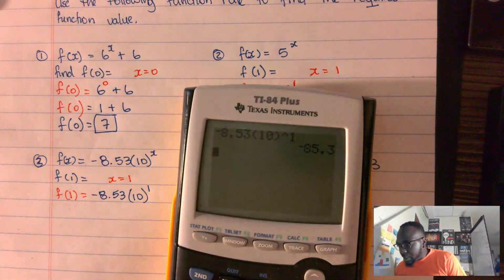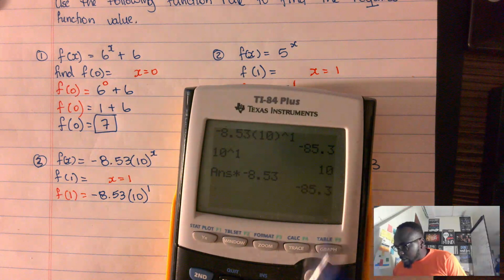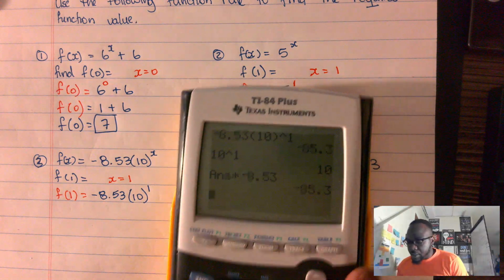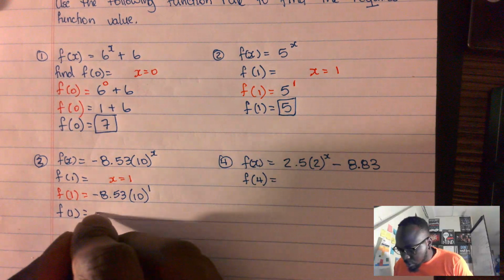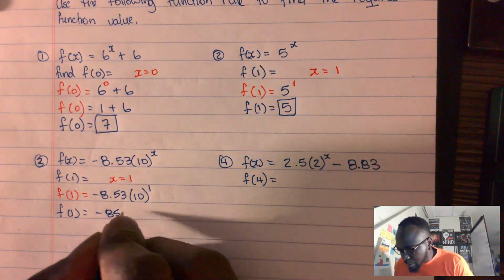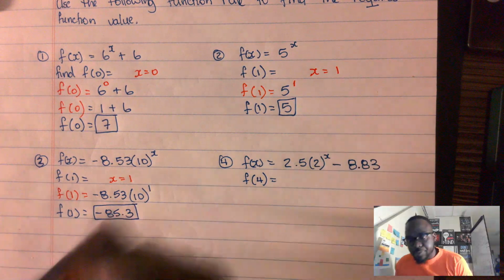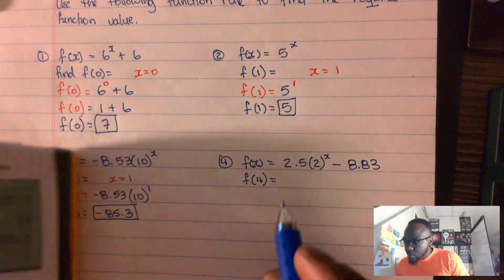Or you can say 10 raised to the 1 and you get 10, and then multiply by negative 8.53, and it's going to give you the same answer, as you can see here. So the answer here is f of 1 is equal to negative 85.3. Boom.